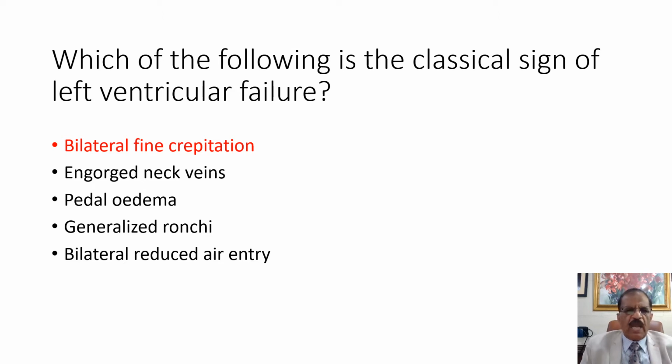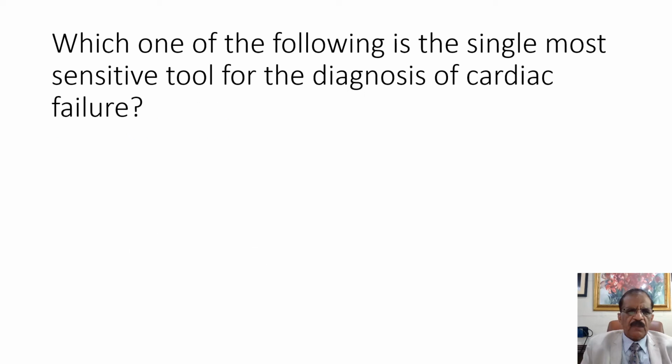They can be expected in isolated right heart failure or congestive cardiac failure or pericardial disease. Generalized rhonchi, if somebody presents with dyspnea, would actually suggest a pulmonary disease, typically asthma or COPD. Bilateral reduced air entry again is a sign of maybe some other disease, emphysema, something like that, but not heart failure. So I think out of the five options given here, bilateral fine crepitation will be the strongest classical sign of left ventricular failure.